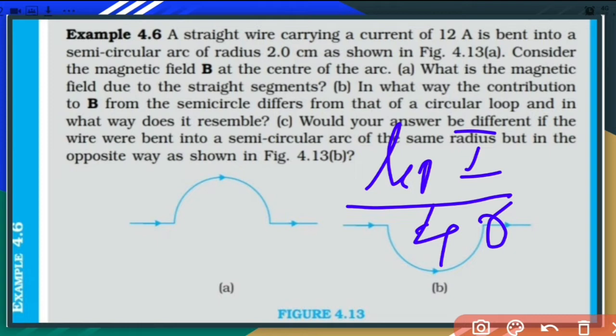And what is the resemblance? The direction. We use the right hand rule. In this case we will get the magnetic field into the plane: curl the fingers in the direction of current, so the magnetic field will be into the plane. So that is the resemblance. The magnetic field direction is the resemblance, and the magnitude will be different.